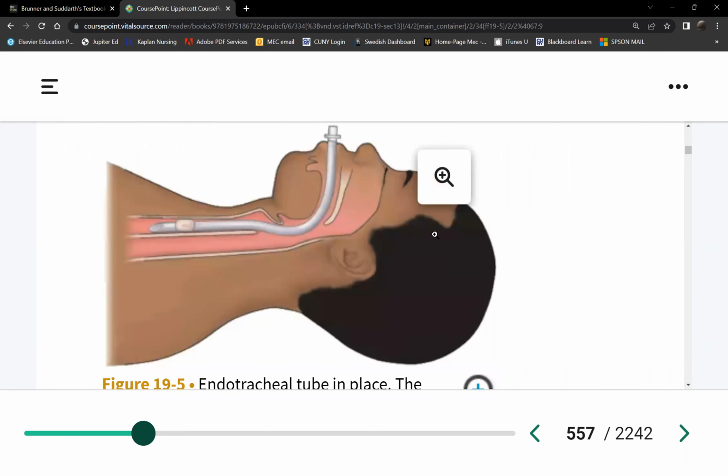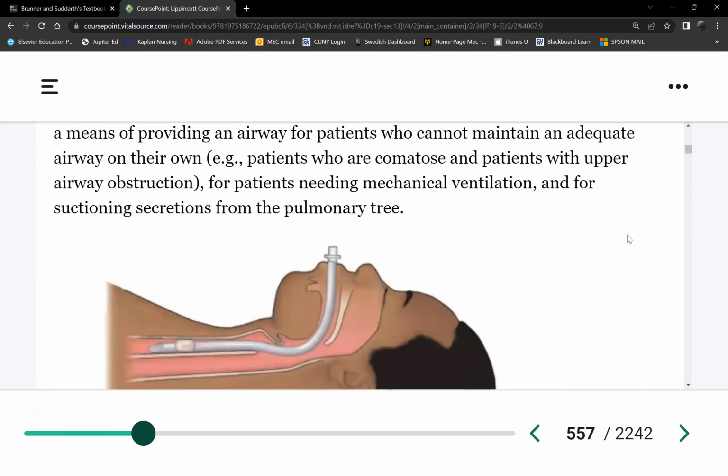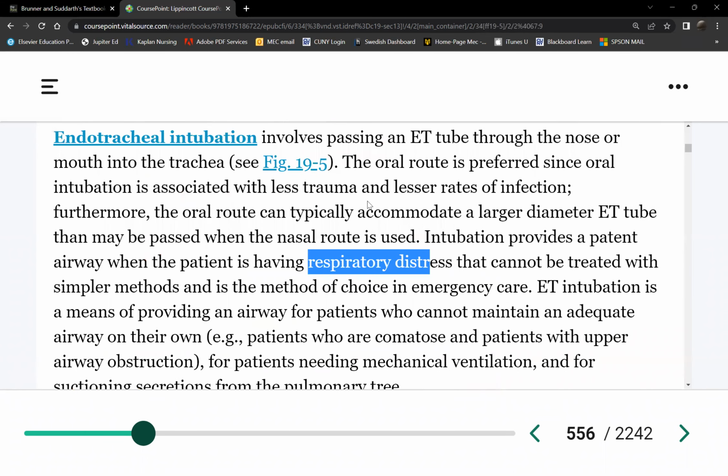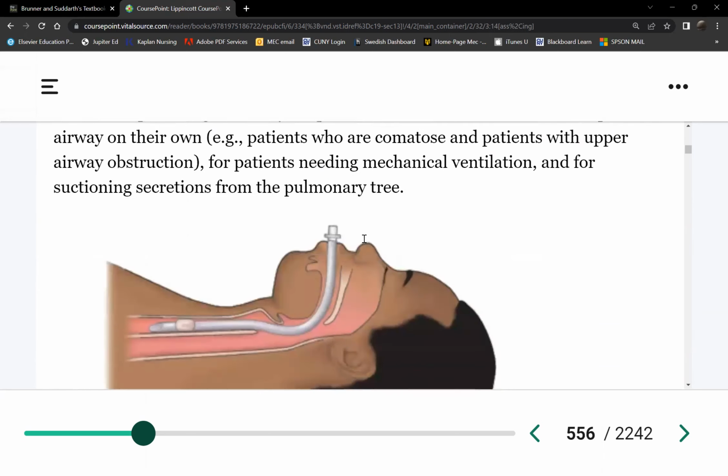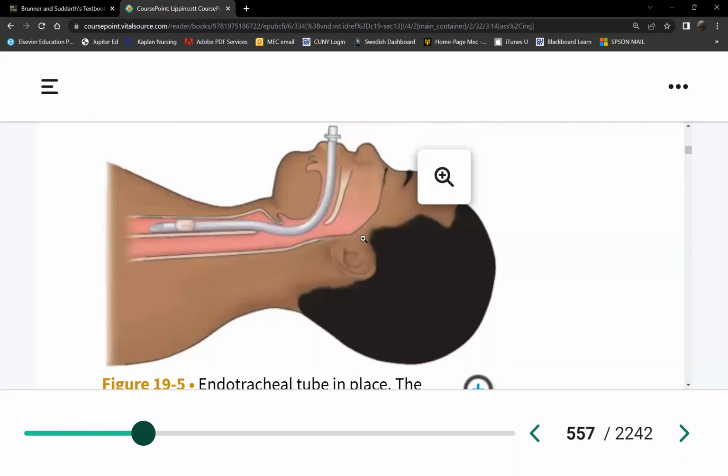So this is the position of the airway. Now it tells you here that the oral route is preferred, meaning we can also intubate through the nares, meaning we can also do nasotracheal intubation, but the mouth is preferred. Oral is preferred, less trauma, lesser rates of infection compared to if you put it through the nares. Okay, so this is the position of the airway.